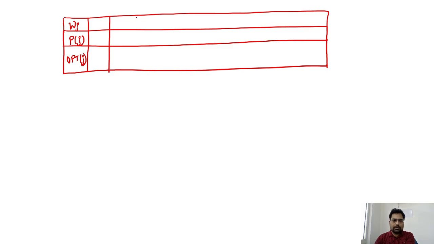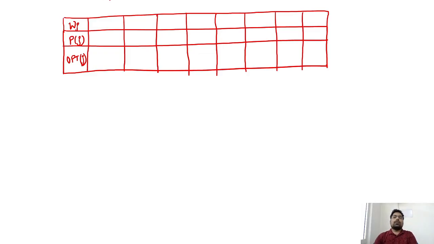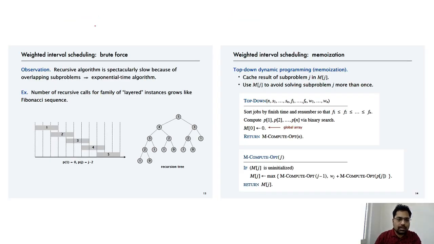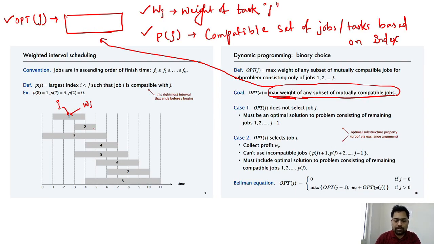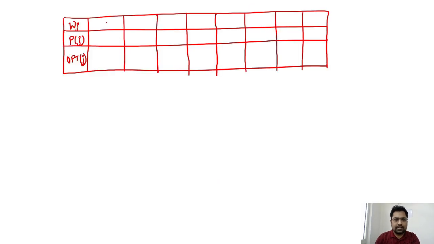There are 8 jobs. Okay, there are 8 jobs. Now, based on the 8 jobs, the weight for each task should be written. Let us take these as the weights. The first one is 1, 2, 3, 4, 5, 6, 7, 8.